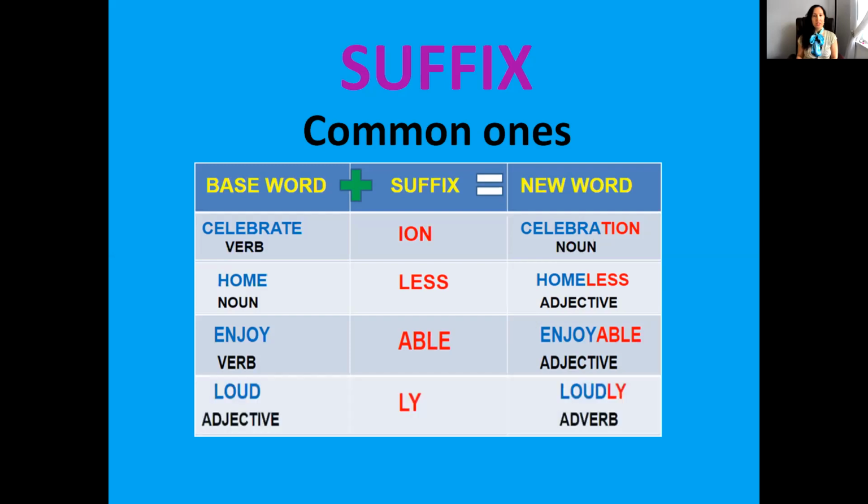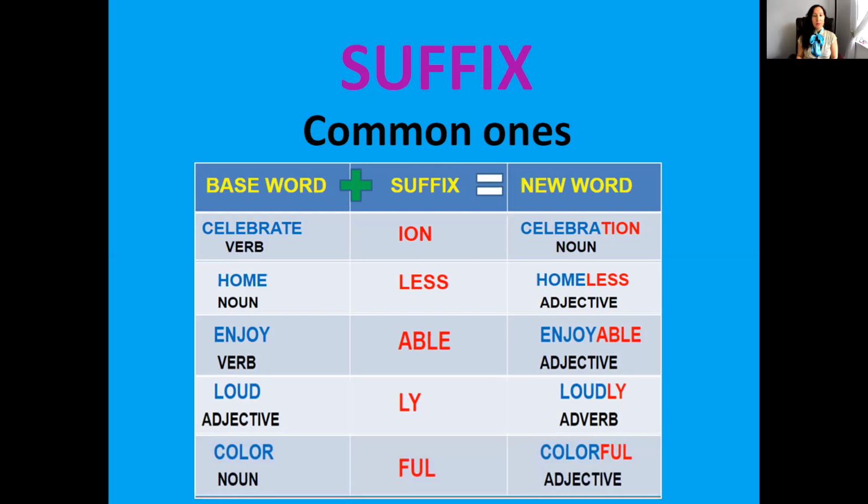The base word loud, it's an adjective. You add the suffix ly, and the new word becomes loudly. So the adjective turns into an adverb. Color, the base word color is a noun. You add the suffix ful, full. The new word is colorful, so the noun becomes an adjective.